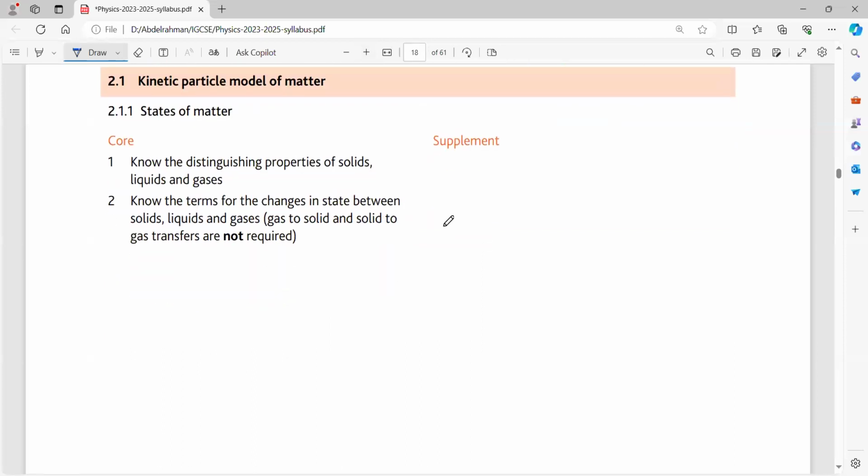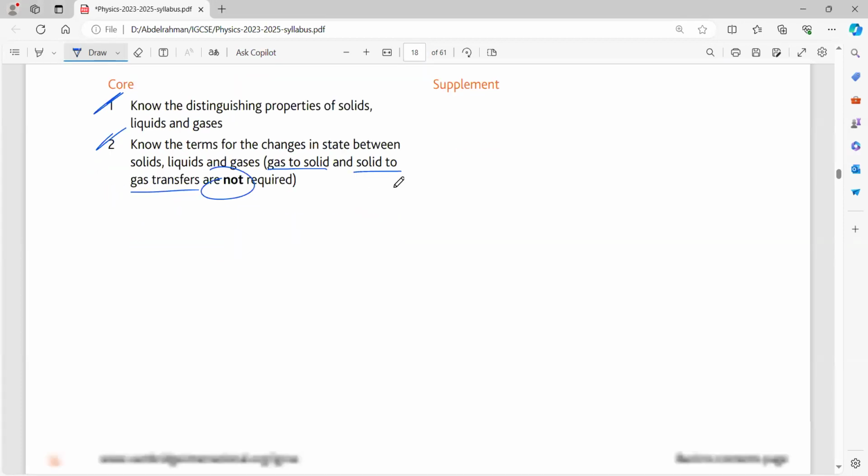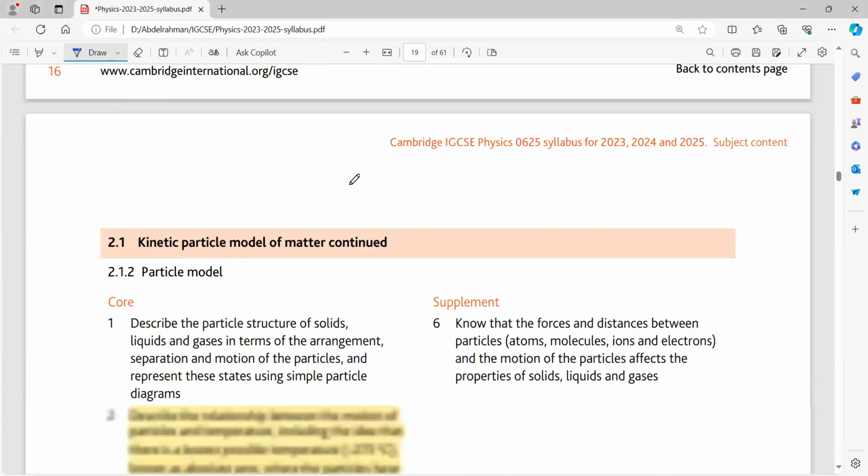We know states of matter. It is one of the easiest sessions we had, I guess. The difference between the solids, liquids, and gases, and the changes in states. You are not required to know gas to solid and solid to gas, sublimation and the other one. Again, we're required to know the evaporation, condensation, melting, freezing. You're required to know all of those changes in state.